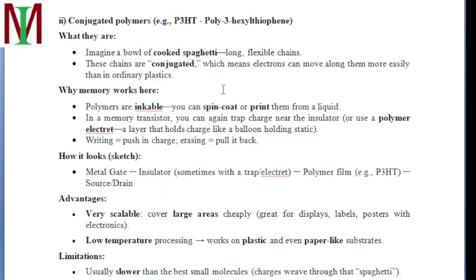An example is poly-3-hexylthiophene. They are just like cooked spaghetti, long flexible chains. These chains are conjugated, which means the electrons can move along them more easily than in ordinary plastics. Conjugated means they have alternate single and double bonds. That is the actual meaning of conjugation. Alternate single and double bonds means the pi electrons are formed.